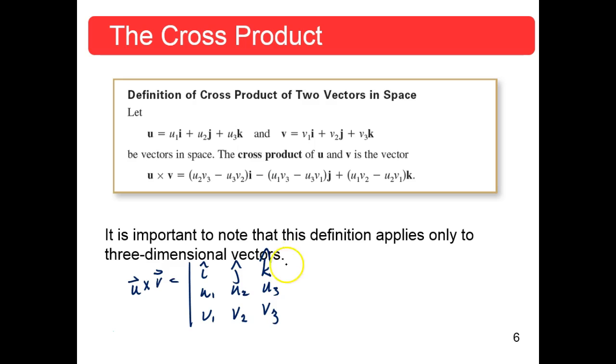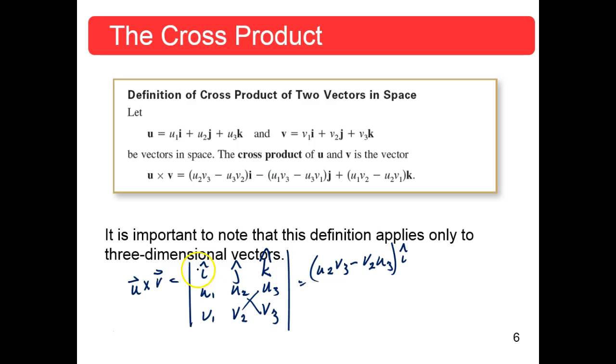Now these are just scalar numbers. They're not vectors themselves, but I, J, K are vectors, the unit vectors. This time we're going to pick to start with the I, and then do the determinant of what's left over. Well, what's left over is U2 V3 minus V2 U3. And that's multiplied by the unit vector I.